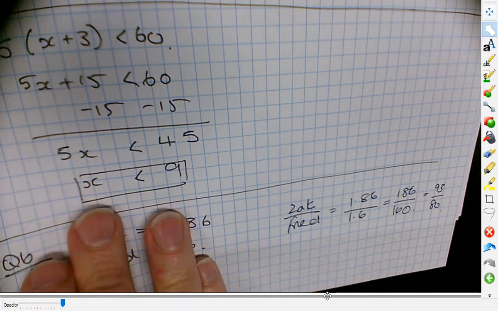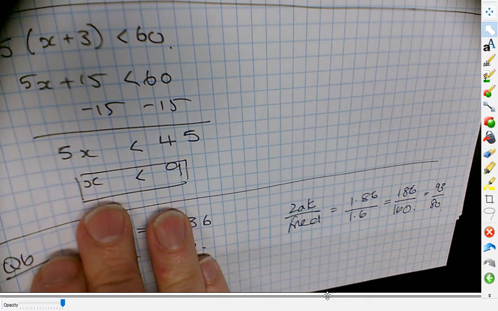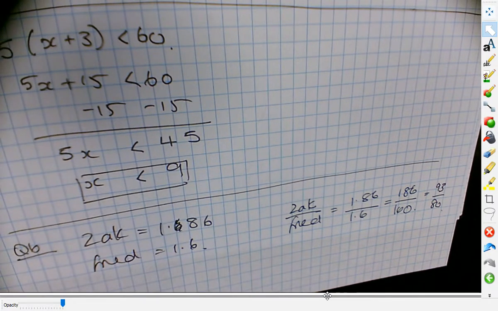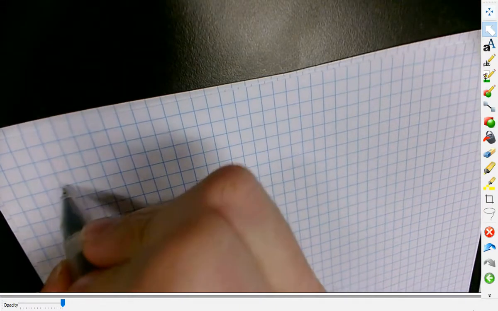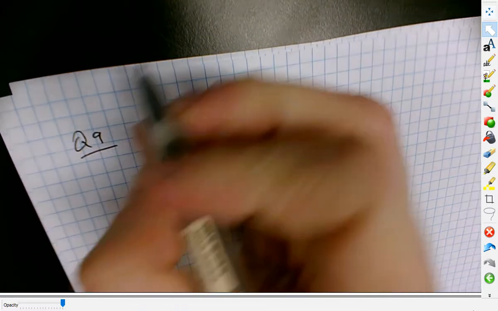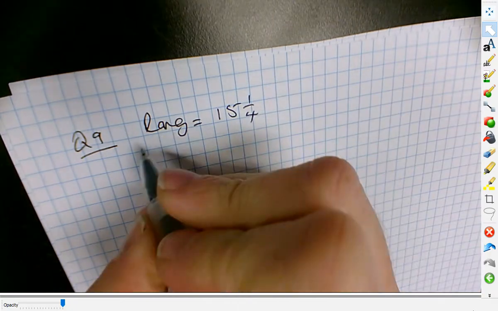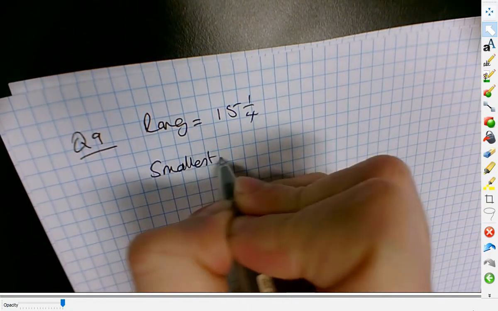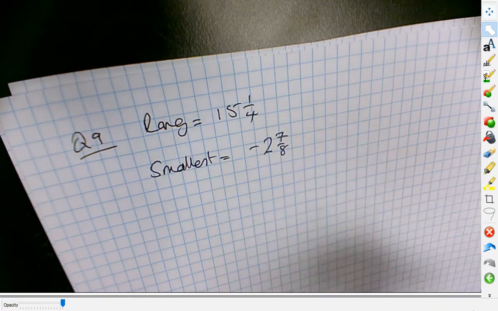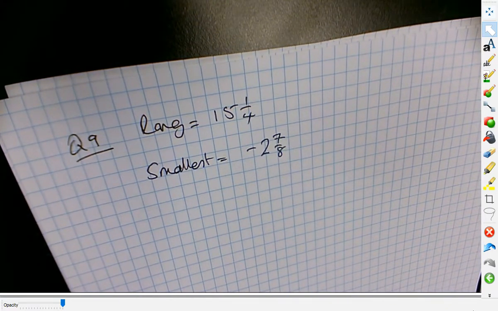Questions 7 and 8 we are skipping because we did quite well with those. I was really impressed with question 7, by the way, because question 7 is a bit of an awkward one, yet most people managed to get that. All right, question 9. The range is 15 1/4. The smallest is -2 7/8. Work out the largest number.